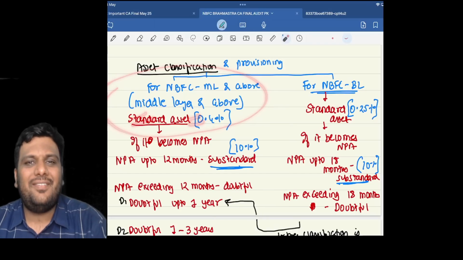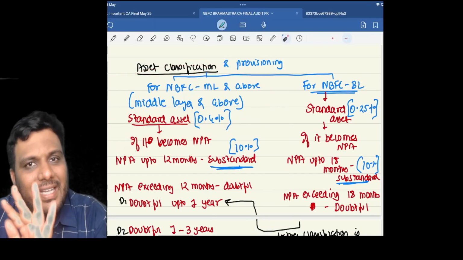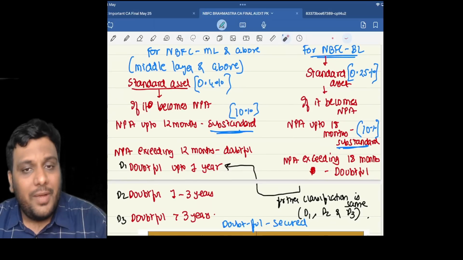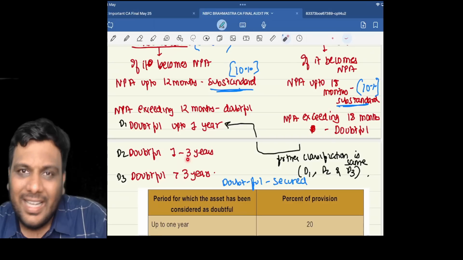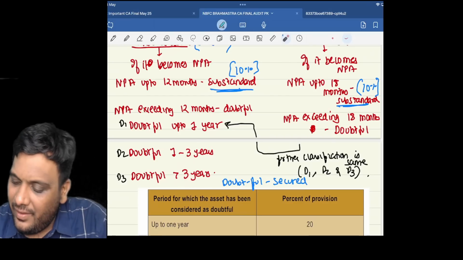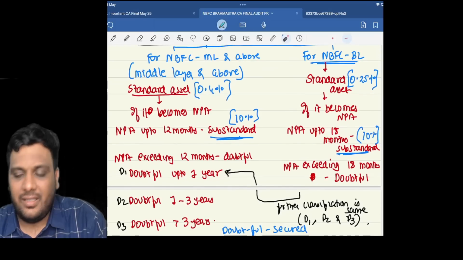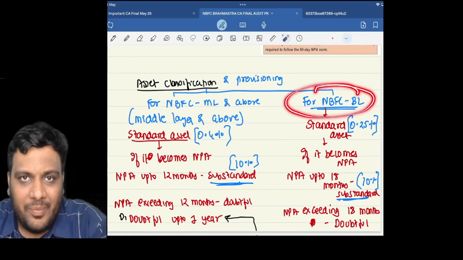If it becomes NPA, NPA up to 12 months is substandard. Beyond 12 months, then doubtful up to 1 year, 1 to 3 years, more than 3 years. Correct? Similarly, for base layer, standard asset provision is 0.25%.